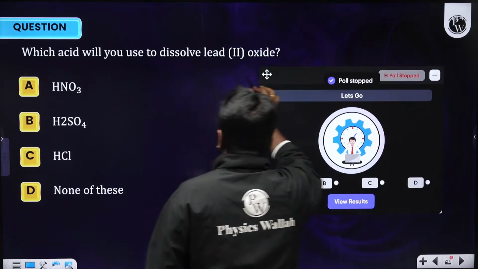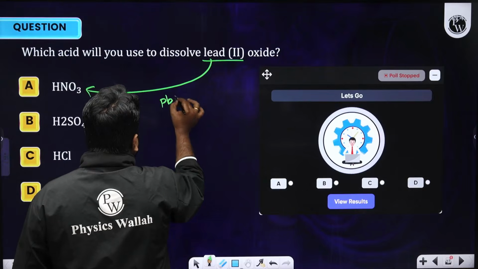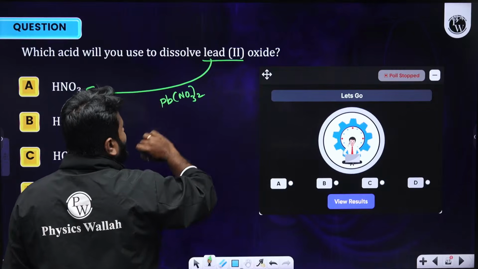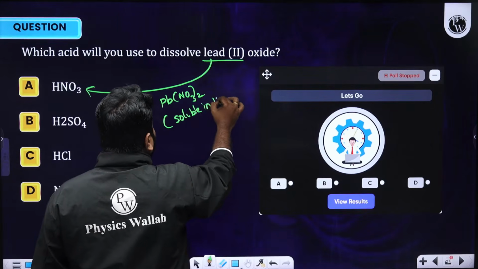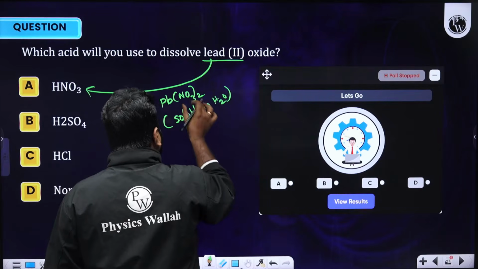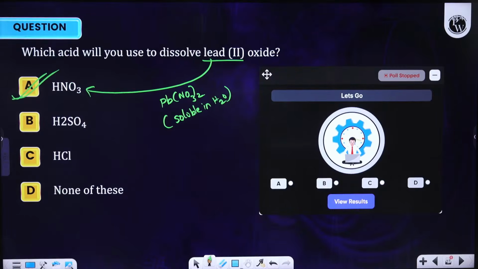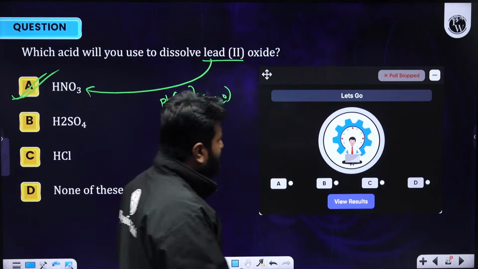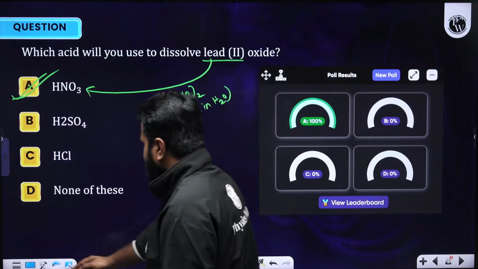Think, if I add lead oxide to HNO3, what will I get? I will get lead nitrate, right? This lead nitrate is soluble in water. Due to this property, nitric acid is used. We will be using nitric acid to dissolve lead oxide. Option A is the correct answer.